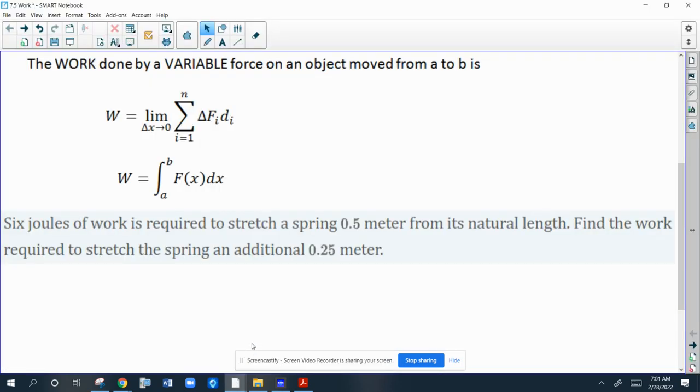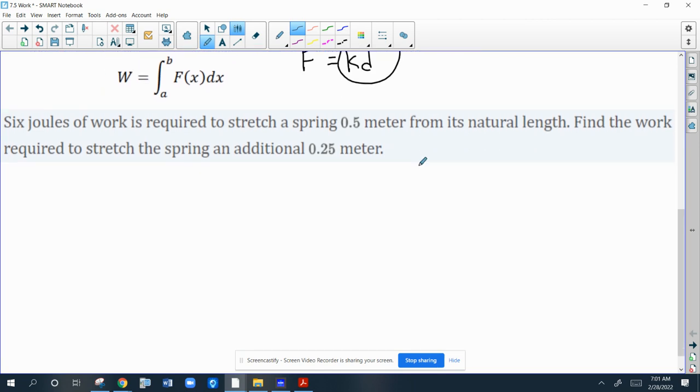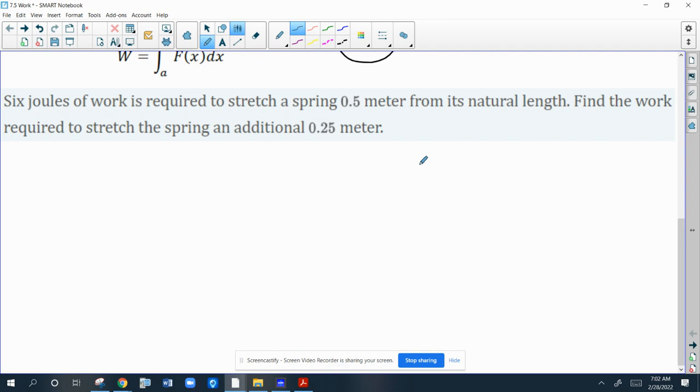Okay, so here we're going to look at a work question with variable force, and it's going to be in the context of a spring. So, first thing with springs is remember Hooke's law. The force required to stretch a spring is the spring constant times the distance. So, when you're looking at this integral for work, f of x is k times x. So the question says we know there's 6 joules of work that are required to stretch it 0.5 meters.